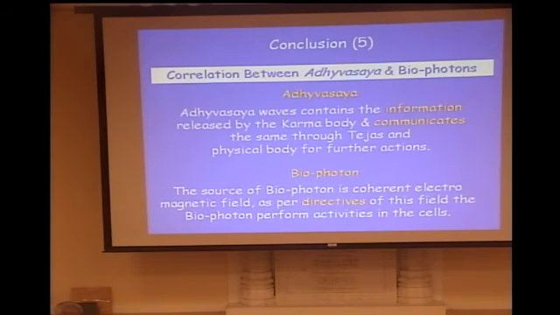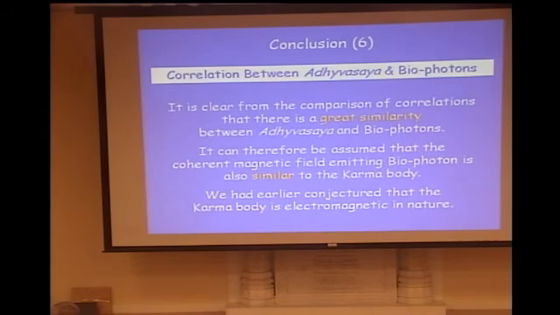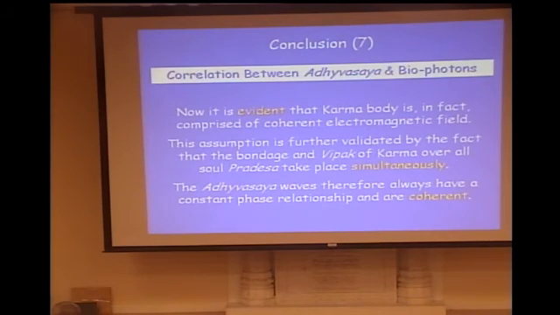The source of biophoton is a coherent magnetic field per the directive of this field. Biophotons perform activity in the cell, just like the karma body. It is clear from the comparison there are great similarities to the karma body. Now it is evident that the karma body is in fact comprised of a coherent electromagnetic field. This assumption is further validated by the fact that bondage and vipak of karma over all soul pradesh takes place simultaneously.